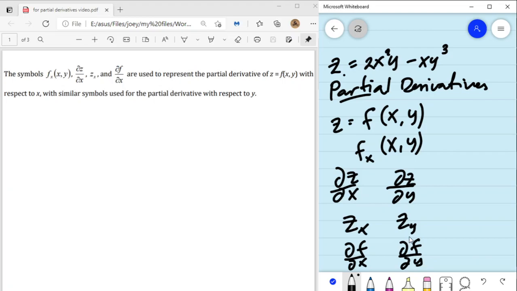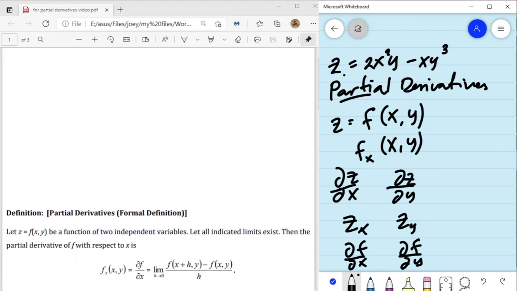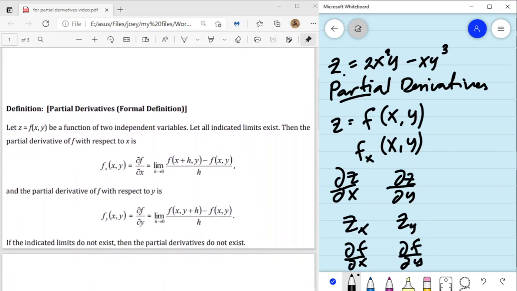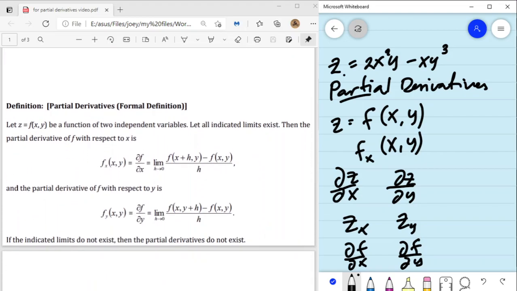Okay, now for the definition, how do we define formally the concept of partial derivatives? So we have here the definition. Let z be a function of x and y. So f of xy, and let this be a function of two independent variables, namely x and y. Let all indicated limits exist. So we have two limits here enumerated.